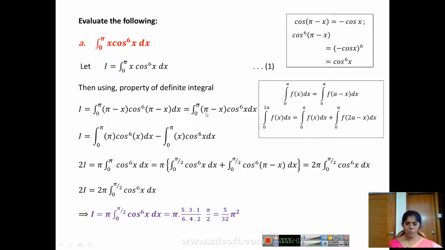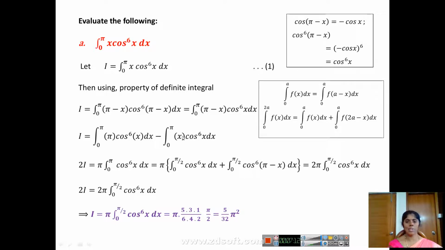So multiply this pi with this cos to the power 6 of x dx, and also this x. So again we can write I equals the integral from 0 to pi of pi cos to the power 6 of x dx, minus the integral from 0 to pi of x cos to the power 6 of x dx. As we already denoted, the integral from 0 to pi of x cos to the power 6 of x dx is equal to I.